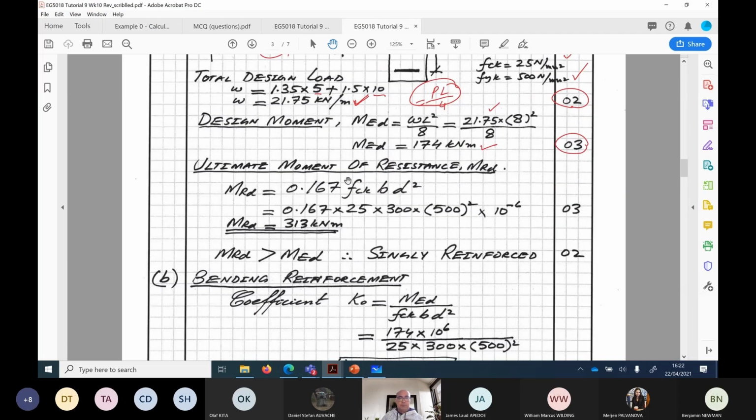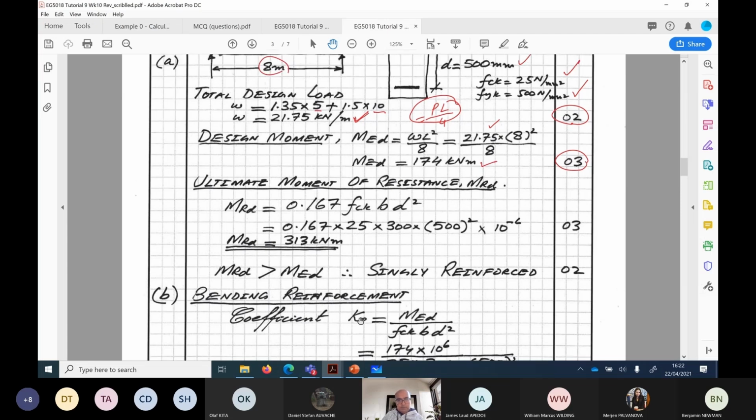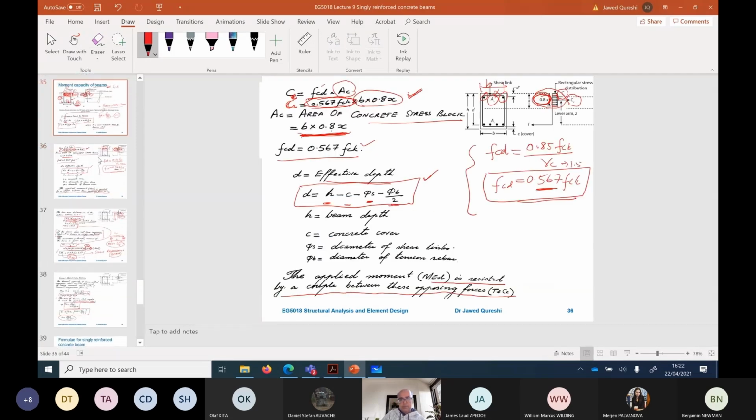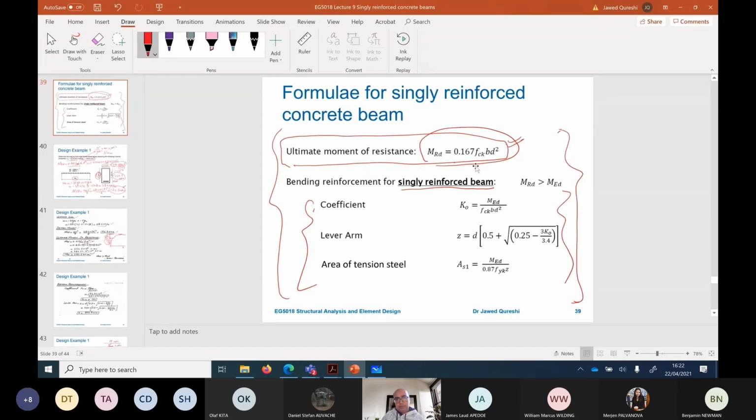Then we have to work out the ultimate moment of resistance of the beam. Now simply, I am trying to follow these steps here. Up to this point, where you find out ultimate moment and decide if it is a singly or doubly reinforced beam, the procedure is the same. Beyond this point, where MRD is greater or less than MED, you decide if it is a singly or doubly reinforced beam, and then you apply the appropriate formula to that.